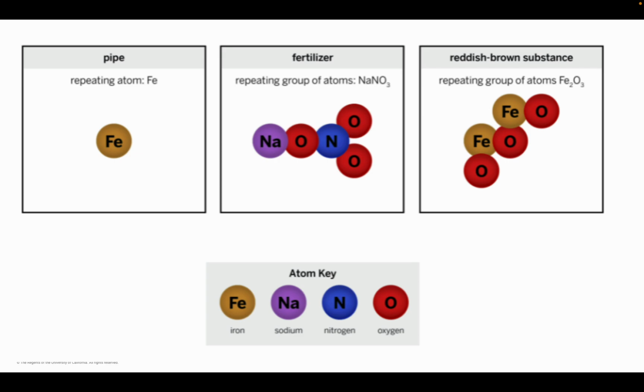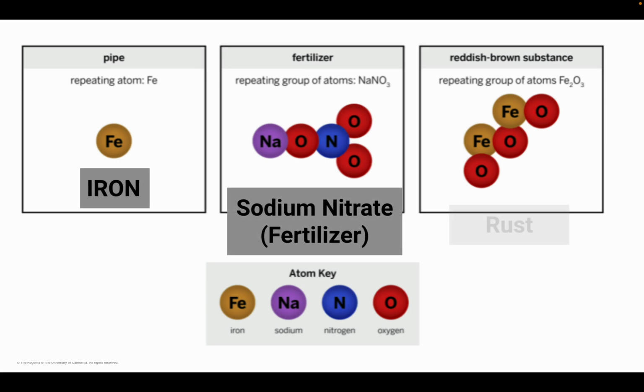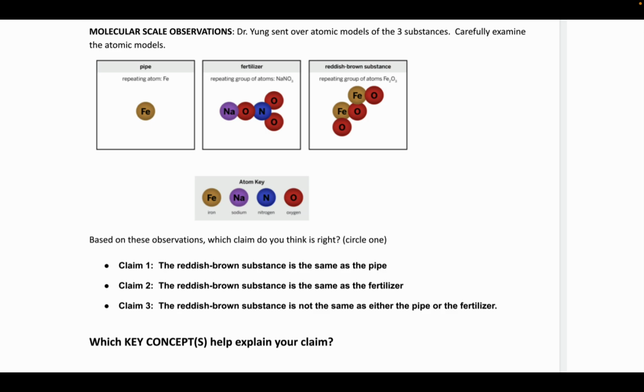So now I want you to consider that that is rust. So those of you that said, hey, I think that reddish-brown substance is rust, you're exactly right. But see, it's more important than that we just identify it. I need you to know why it's rust. It's not the same as the pipe. It's not the same as the fertilizer.